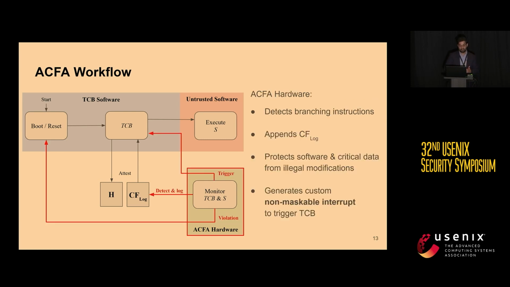So a little more details about what exactly the hardware is achieving during the execution of the application. First, it is detecting all of the branching instructions that are occurring and logging the destination addresses of these branching instructions to a dedicated region of memory, the control flow log. Also, while it is executing, the hardware is responsible for protecting any critical memory regions, such as the TCB software, the region dedicated for the log, and also the response as well, in order to ensure that the untrusted and potentially compromised application portion of the code does not interfere with any of these regions.